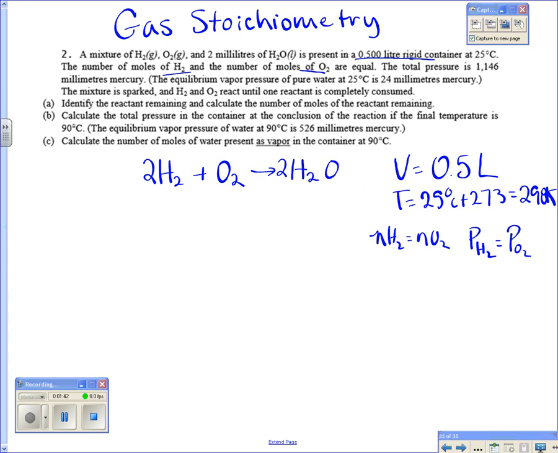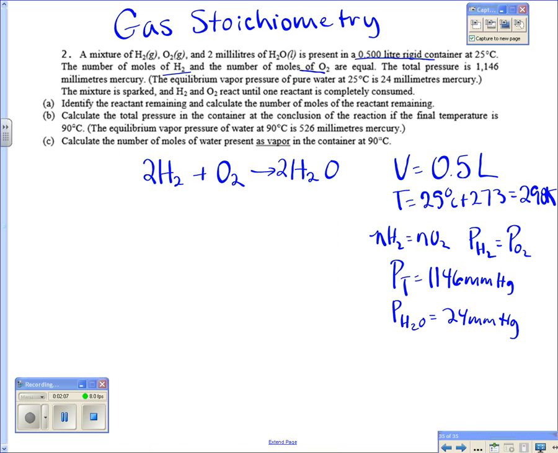And then it also tells me that the total pressure exerted is 1146 millimeters of mercury, and they don't give us a vapor pressure chart, but I know that the pressure exerted by water at that particular temperature is 24 millimeters of mercury. So we're just gathering up things that we know.